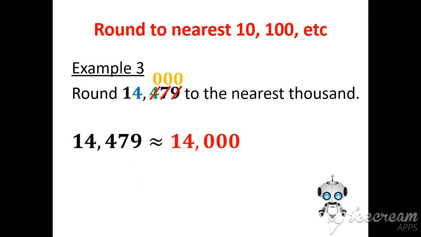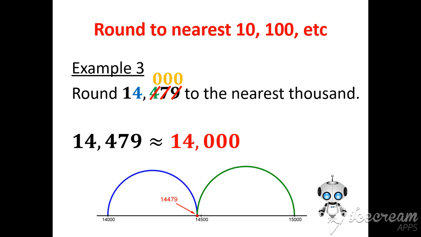So 14,479 is approximately equal to 14,000 after I've rounded it to the nearest 1,000. Again, a quick peek at a diagram. This is a bit trickier. 14,479 is just below halfway between 14,000 and 15,000. And because it's just below halfway, it gets rounded down.